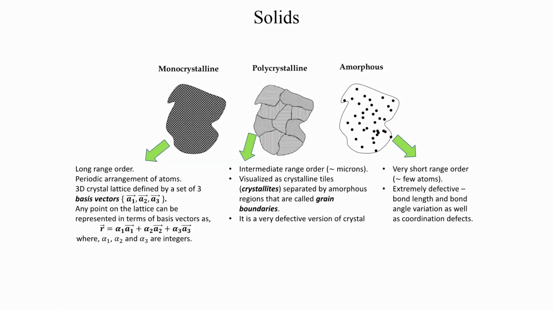So moving on. When you start bringing many atoms close to each other and start creating solids, you could end up with different kinds of arrangements. If you classify them in terms of their order of arrangement, you end up with monocrystalline or crystalline solids, polycrystalline solids, or amorphous solids. And what are these?